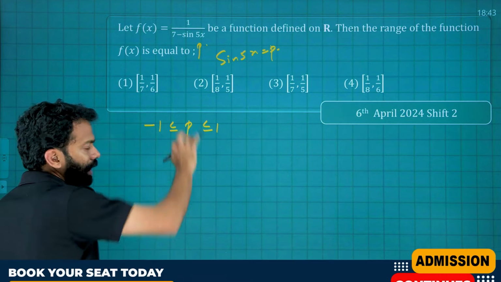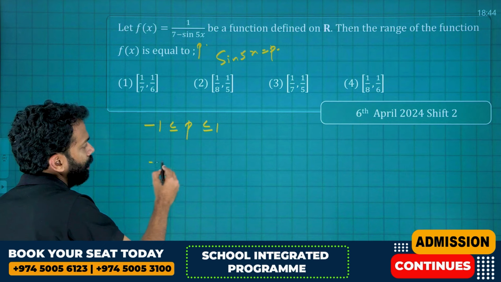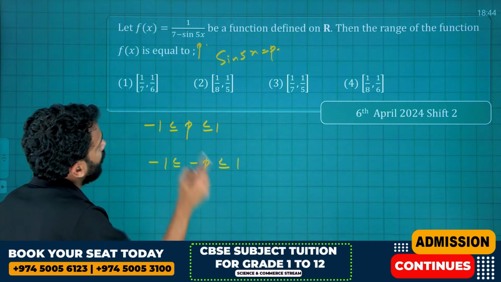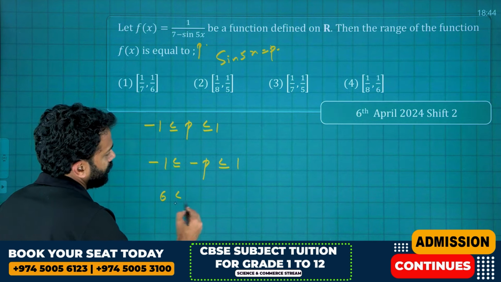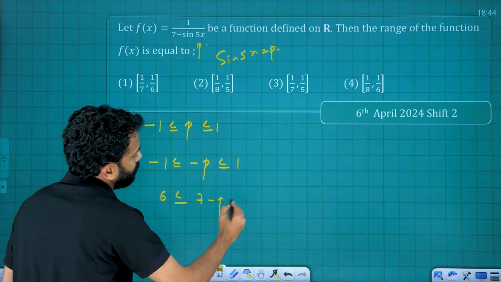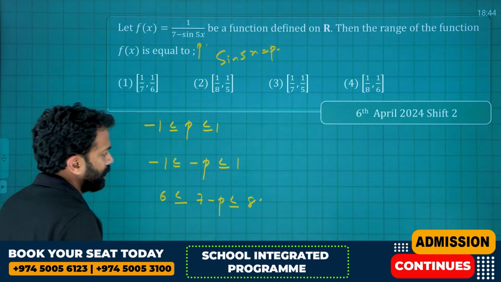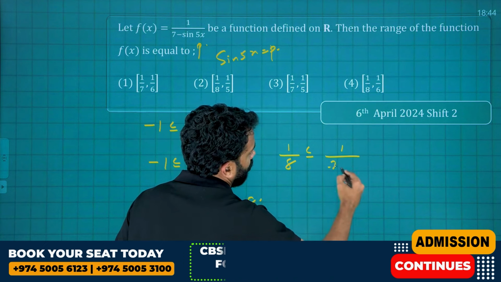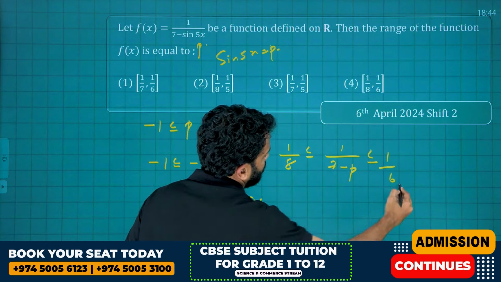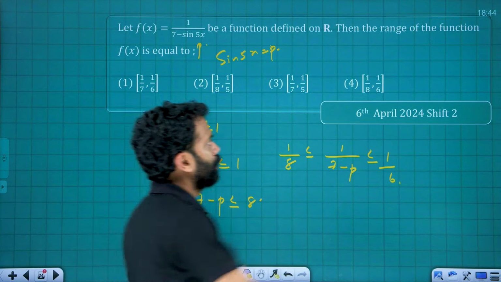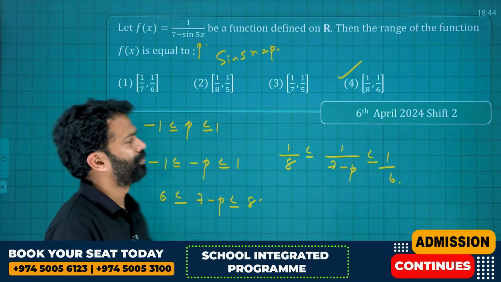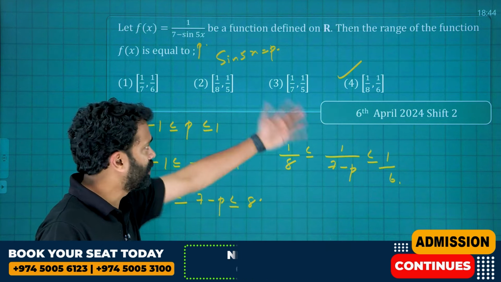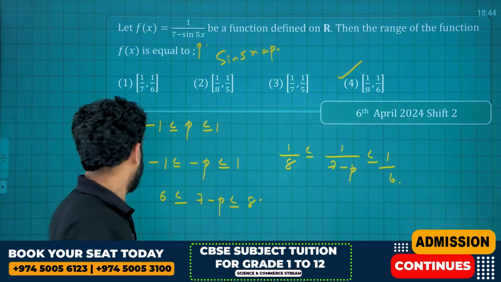Okay, multiply it with negative and interchange the sign, it will be minus 1 less than or equal to minus p less than or equal to 1. Again add 7, it will be 6 less than or equal to 7 minus p less than or equal to 8. Take the reciprocal, it will be 1 by 8 less than or equal to 1 by 7 minus p less than or equal to 1 by 6. That is closed interval 1 by 8 to 1 by 6. Okay, very easy question. Hope it's clear. Very basic question. Next one.